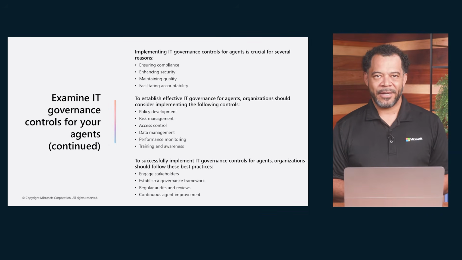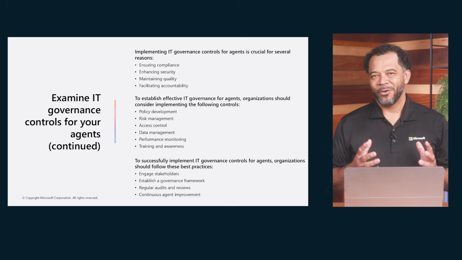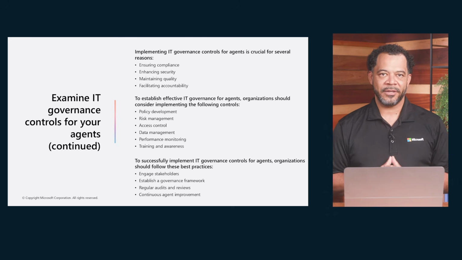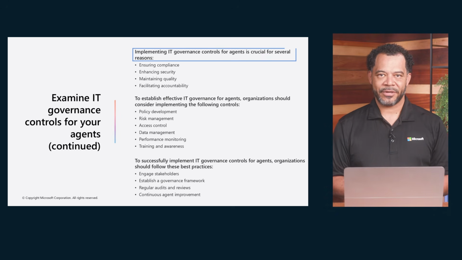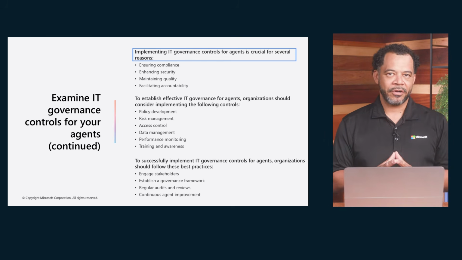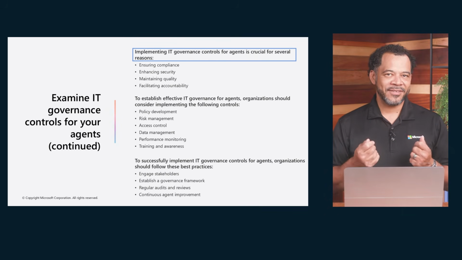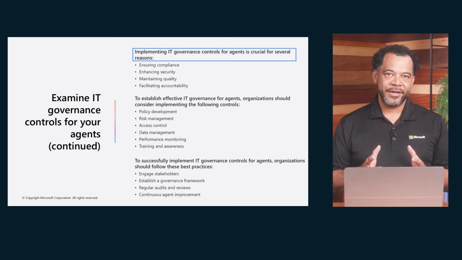Let's continue our conversation about governance, because when it comes to agents, it's not just about what they can do, but how they're managed. While users are the ones creating agents, it's the organization's responsibility to ensure those agents operate within a secure, compliant framework. And that's where IT governance controls come into play. These controls aren't just technical, they're strategic. They help protect business data, ensure regulatory compliance, and maintain the quality and accountability of the agents being used.